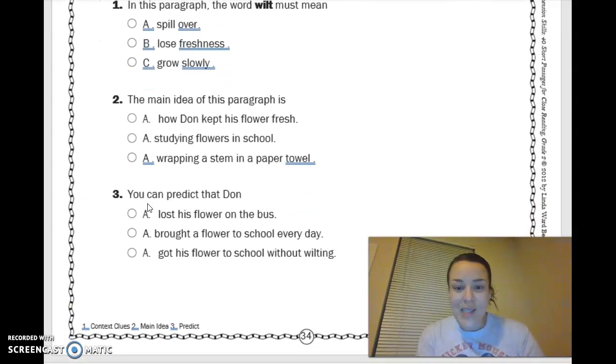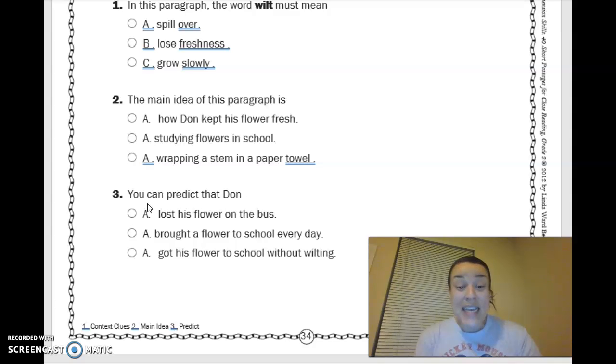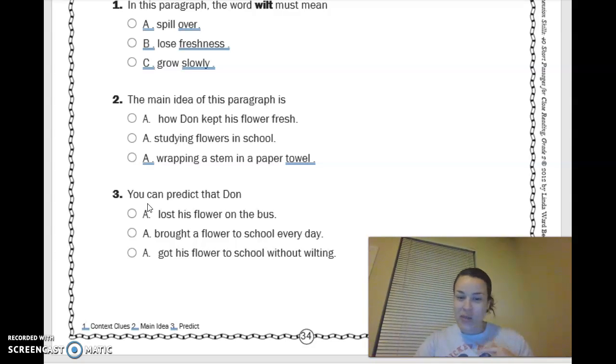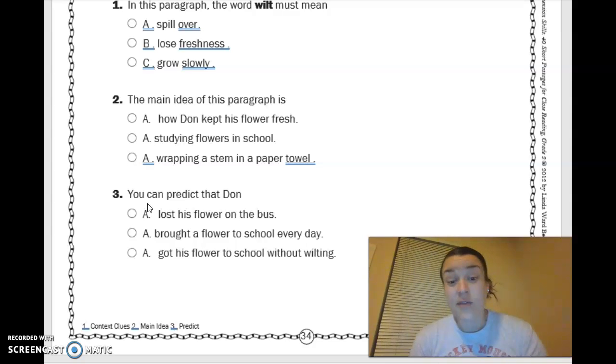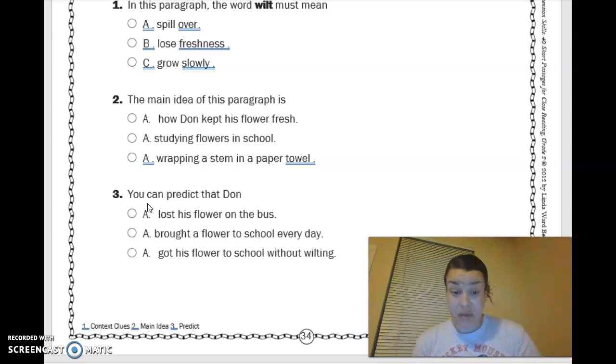Number 3, last one. You can predict that Dawn. So the word predict is you can think of what might happen next. So predicting, it's like sometimes they have fortune tellers and they can predict the future. They can tell you what's going to happen. So what do you think Dawn is going to do next? A, he lost his flower on the bus. B, brought a flower to school every day, or C, got his flower to school without wilting?